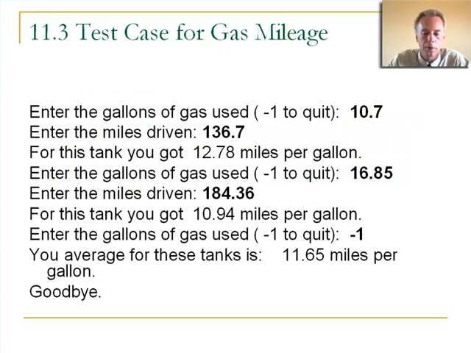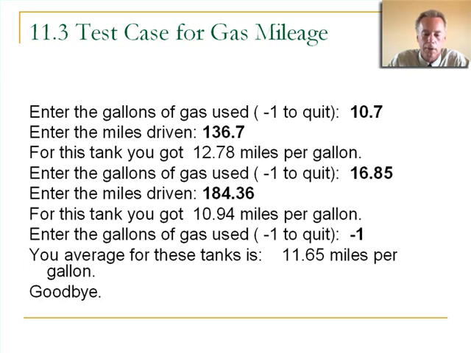I've picked out some data, and this is kind of like a sample run of what the program should do. So it will print out, enter the gallons of gas used, -1 to quit, and then what's in bold here the user will enter. So the user says 10.7 gallons and they went 136.7 miles, and then the program calculates the gas mileage and prints that out. So back up to the top of the loop then, ask the user again for the gallons of gas and the miles that they drove, and output the mileage for that tank.